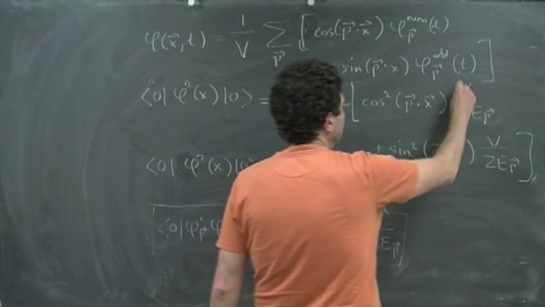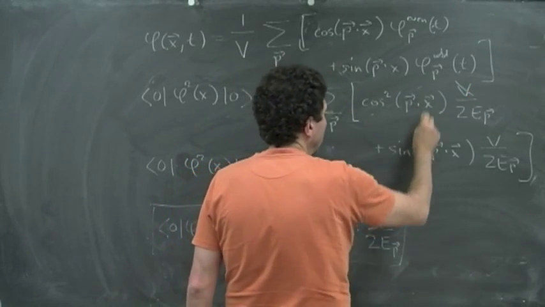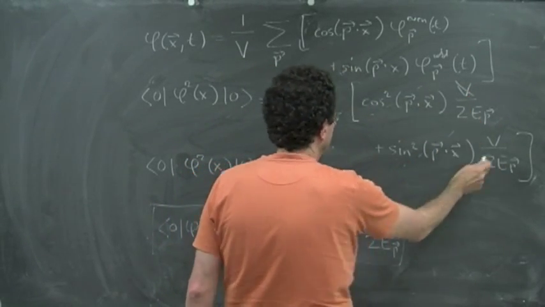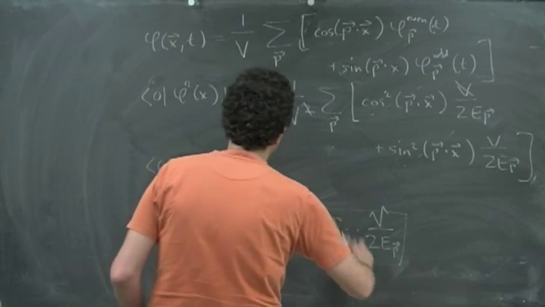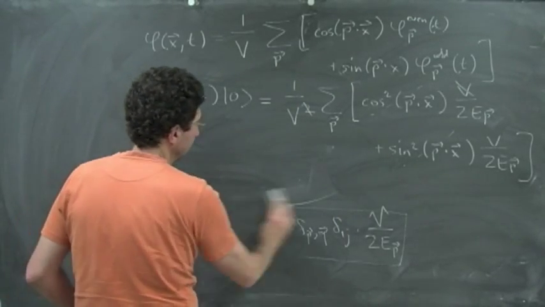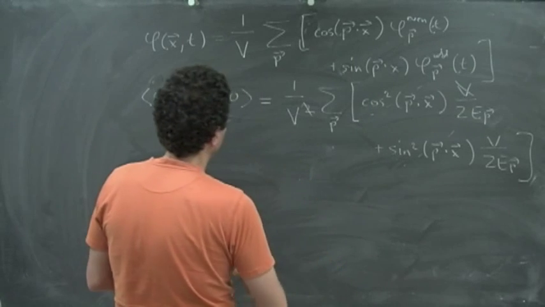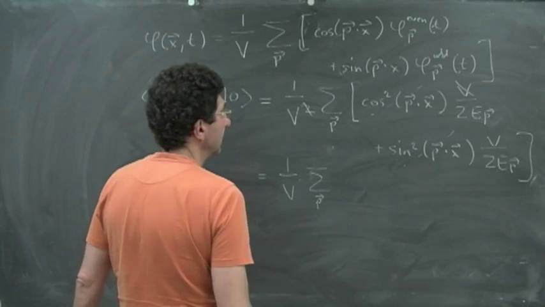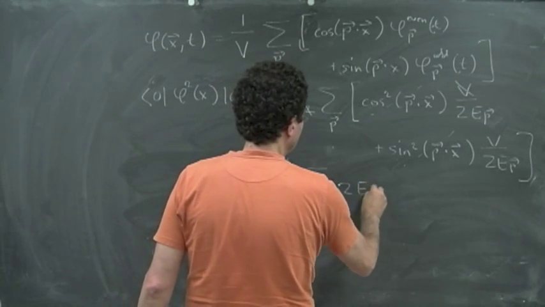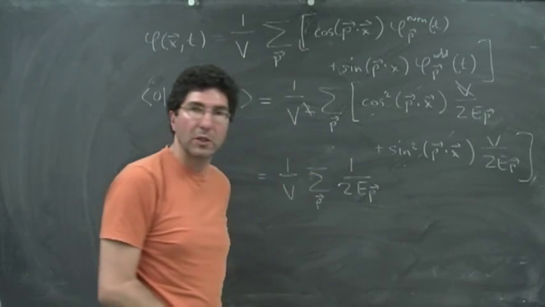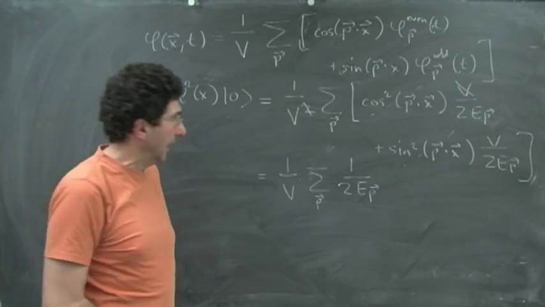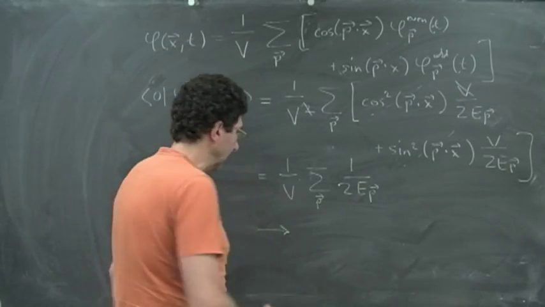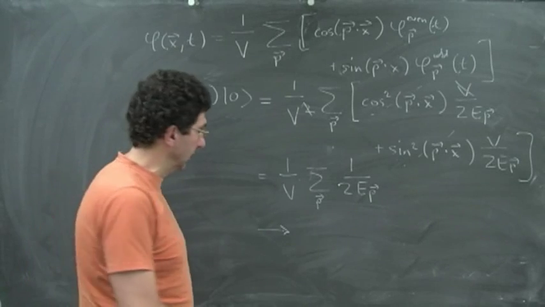One of the volume factors cancels. The cosine squared plus sine squared is 1. They both multiply the same thing. And I get a vastly simpler expression, which is just 1 over v, sum over p, just 2 ep. Okay, that's it. And to interpret this, let's go ahead and take the infinite volume limit.